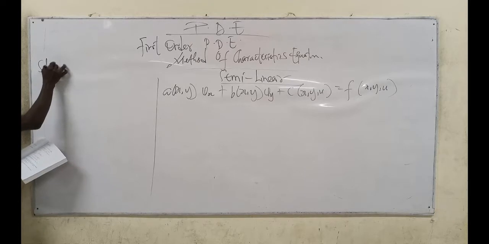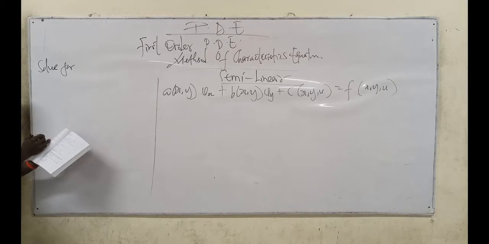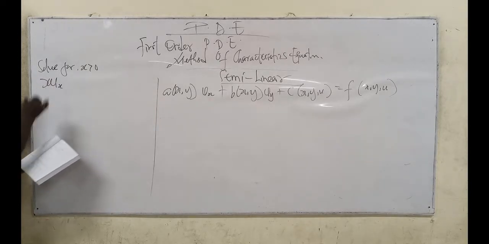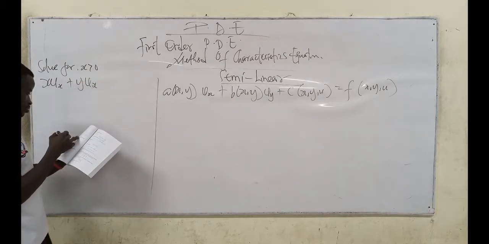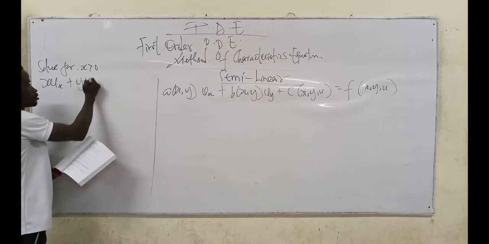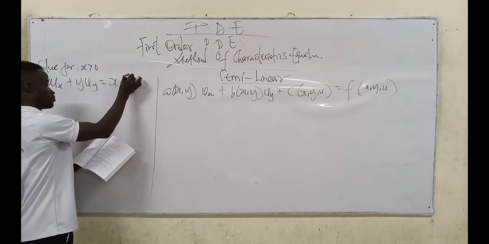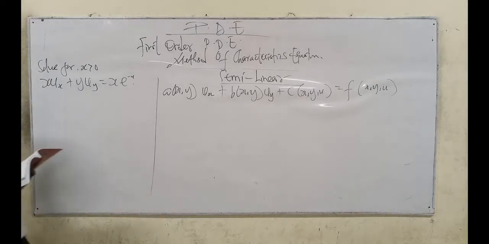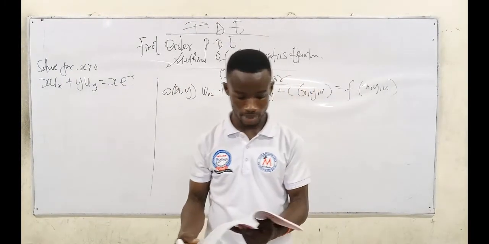Solve for x greater than 0, x u subscript s plus y u subscript s. The characteristic equation, oh sorry, a semi-linear Cauchy problem.